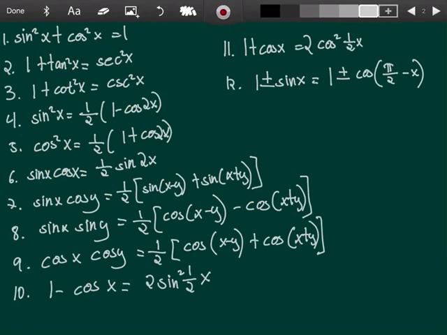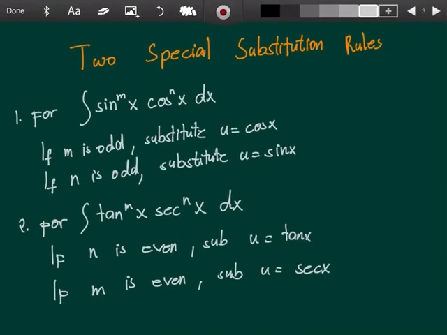the integration of trigonometric integrals. Next, we have the two special substitution rules for the integral of sine x raised to m times cosine x raised to n dx. If m is odd, substitute cosine x as u. And if n is odd, substitute sine x as u. And for the integral of tan x raised to m and secant x raised to n dx, if n is even, use tan x as u, and if m is even, use secant x as u.